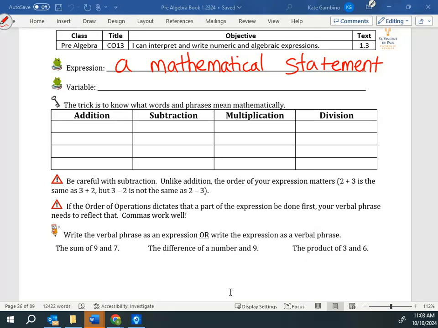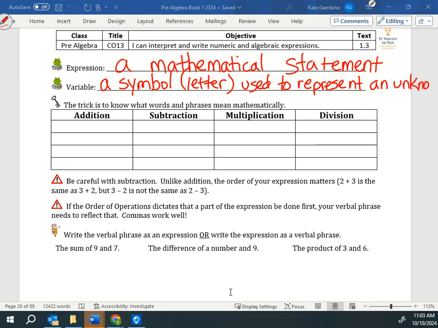What is a variable? A variable is a symbol. We use letters used to represent an unknown value. So we use that letter when we don't know what the number is.